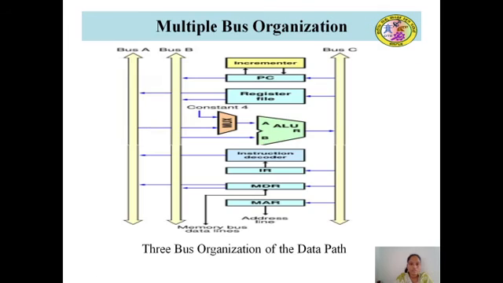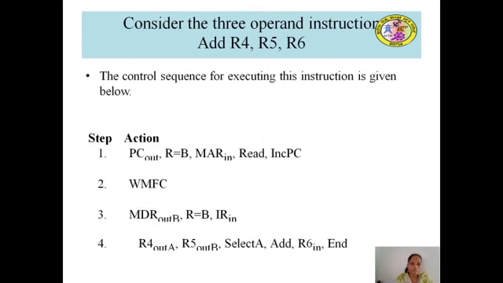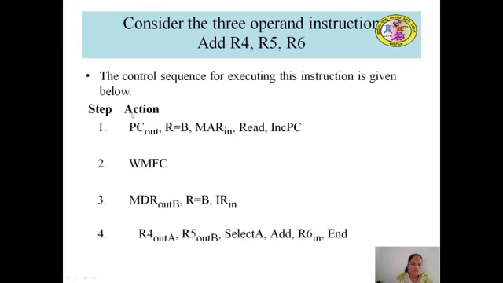The content of PC is connected. PC has been connected to bus B here. We need to transfer that to bus B. So here PC out transfers the address to bus B. Through bus B, we need to transfer the content to one of the inputs of the ALU. So we're going to send that address to the B input of the ALU.